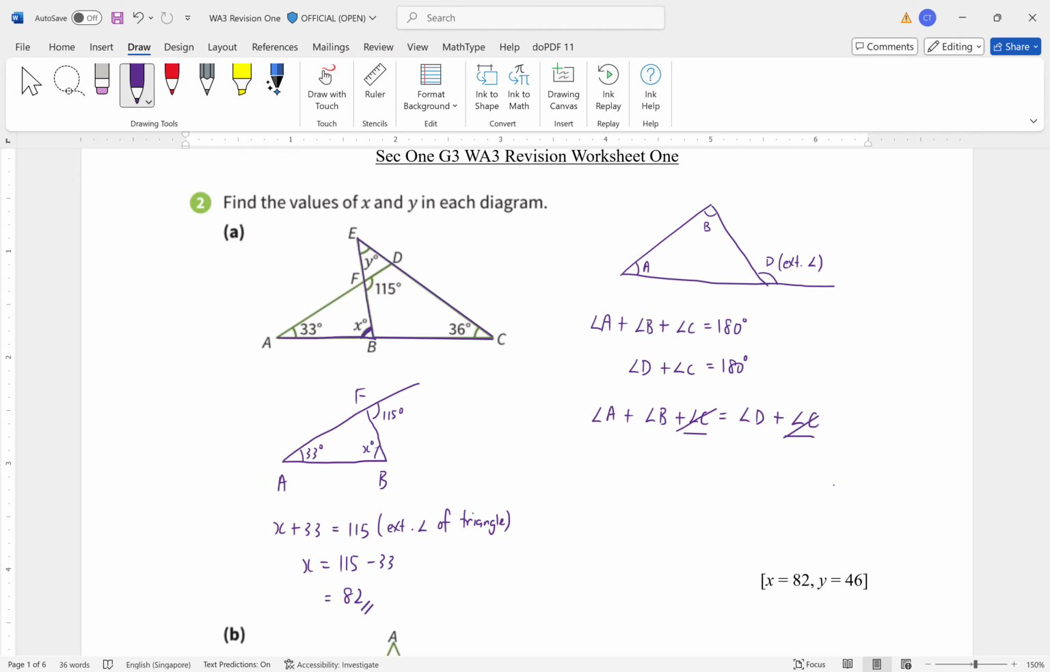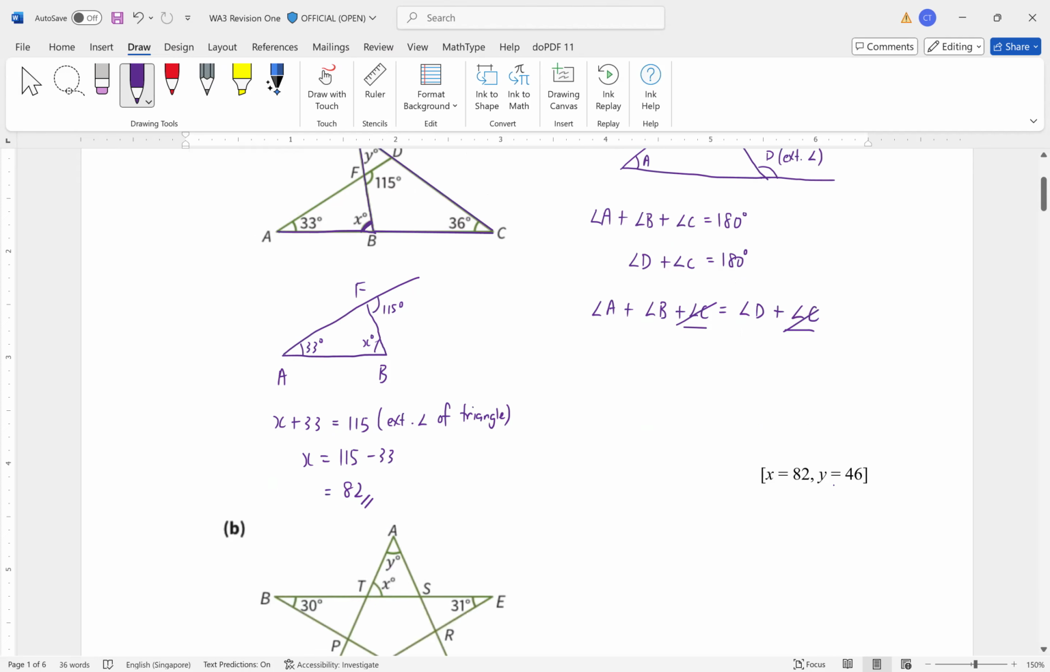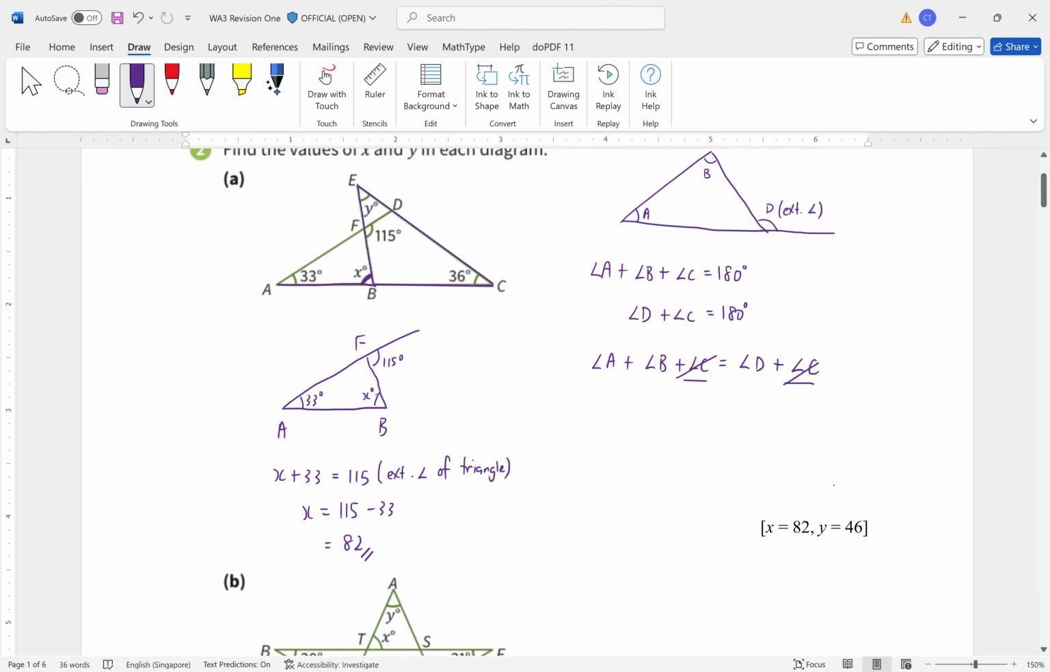So X is now the exterior angle. If I draw the diagram separately, it will look something like this. Let me draw it for you. E here, C here. Then let's draw a line.